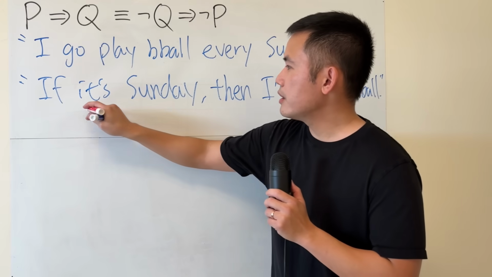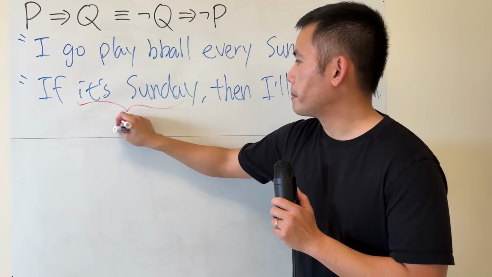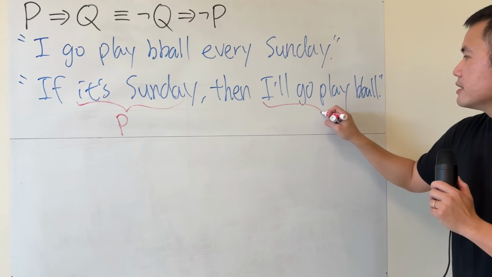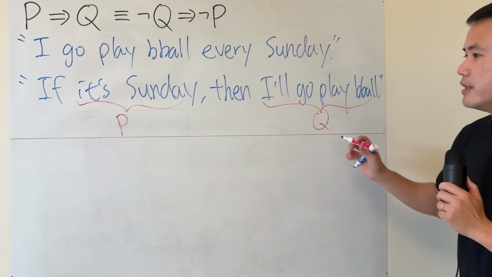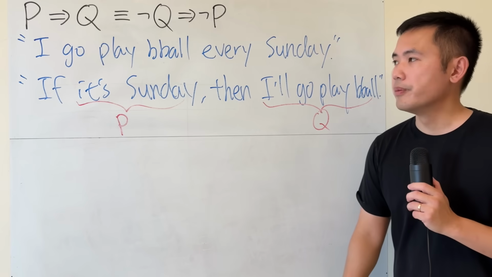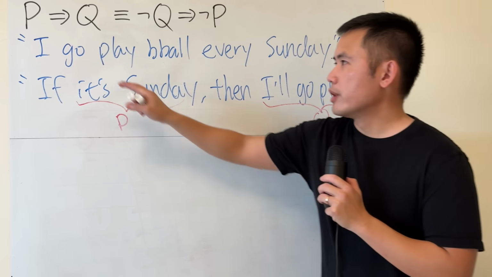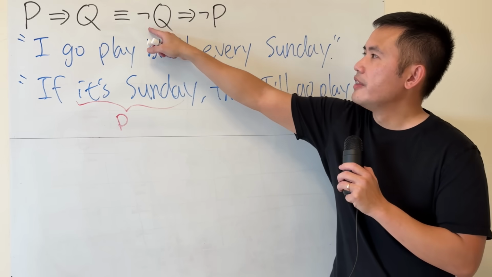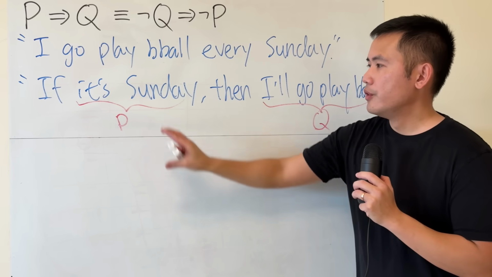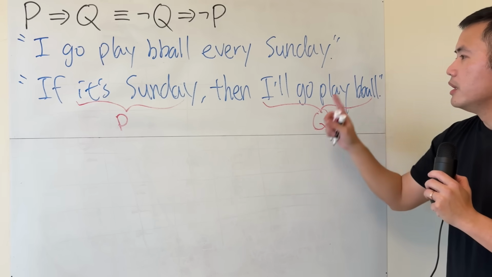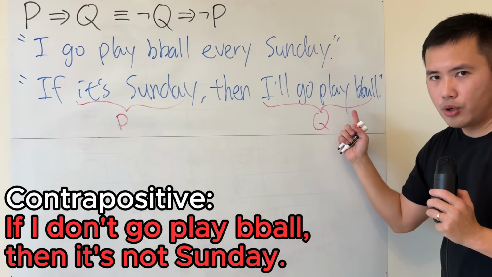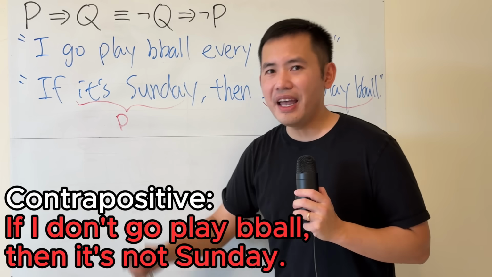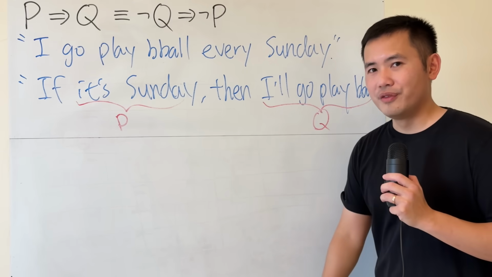So in this case right here, this is going to be our P because that's the condition. And what's going to happen is I will go play basketball, and this right here is precisely the Q. So this right here is our original implication, and now for its contrapositive, which says not Q implies not P. For this statement, it's going to be if I don't go play basketball, then what do we know? It's not Sunday. They are logically equivalent.